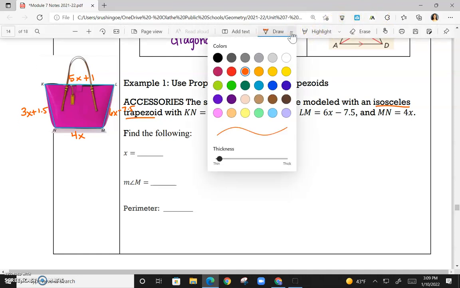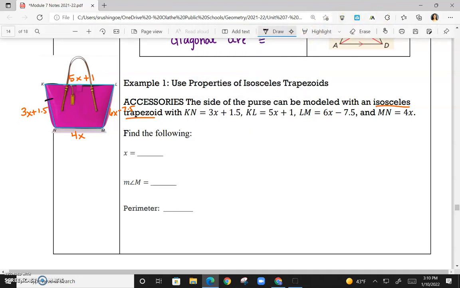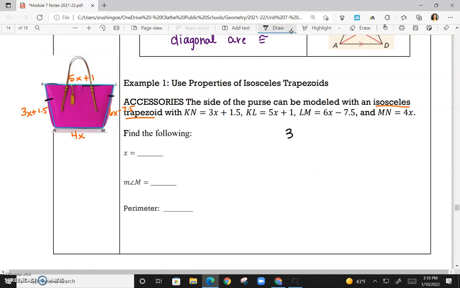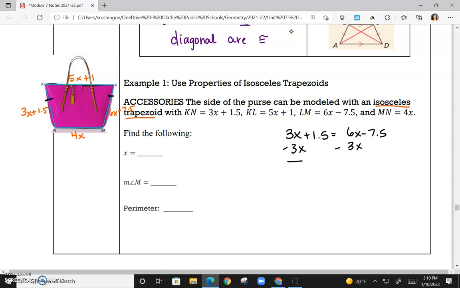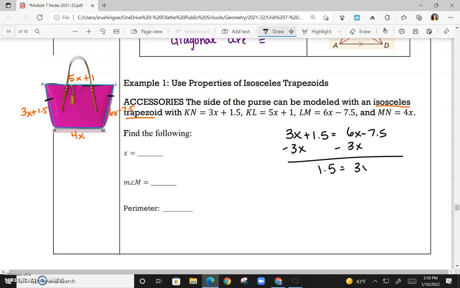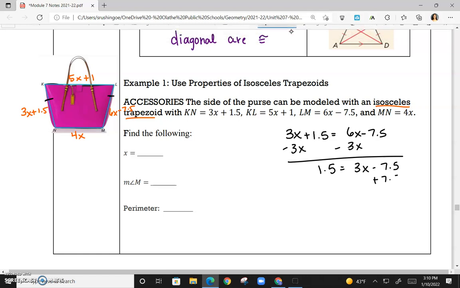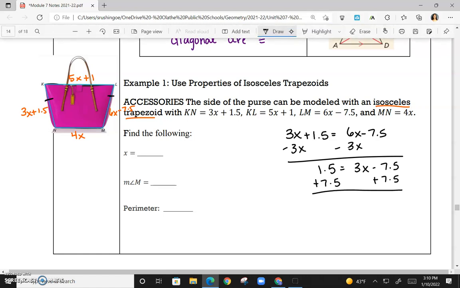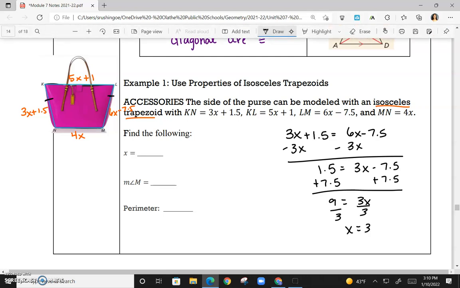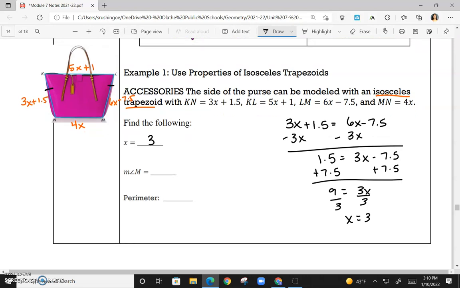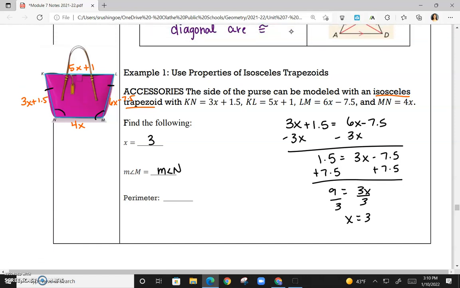So that would mean that we would be putting KN and LM equal to each other, and then solving. So if x is 3, it looks like we're trying to find angle M. Well, it's going to just be congruent to angle N, the other base angle. We don't actually know the values there.